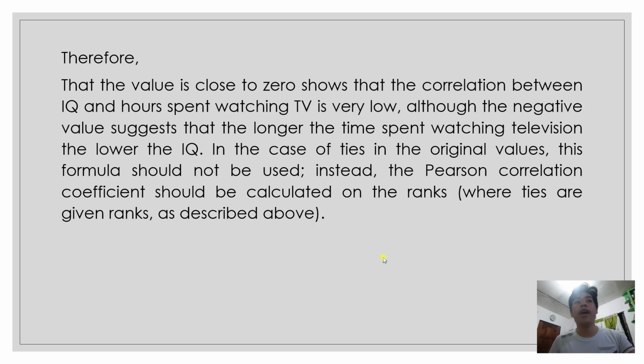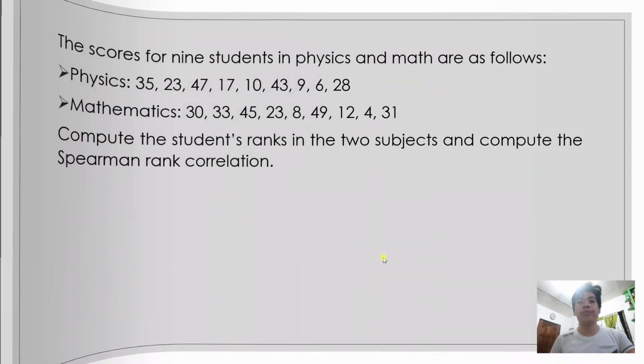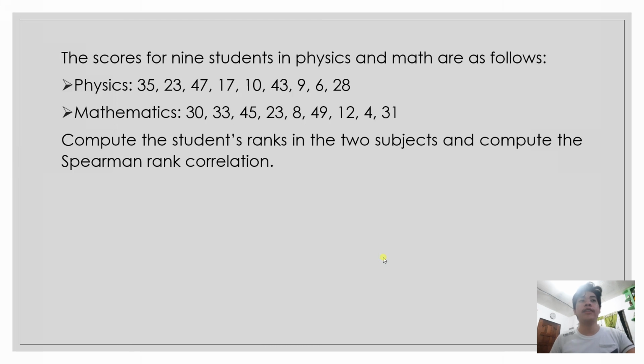To understand the rank correlation well, I will give more examples. Example number 2. The scores for 9 students in physics and math are as follows. In physics, they got 35, 23, 47, 17, 10, 43, 9, 6, 28. In mathematics, they got 30, 33, 45, 23, 8, 49, 12, 4, and 31. Then the question is: compute the students' ranks in the two subjects and compute the rank correlation.